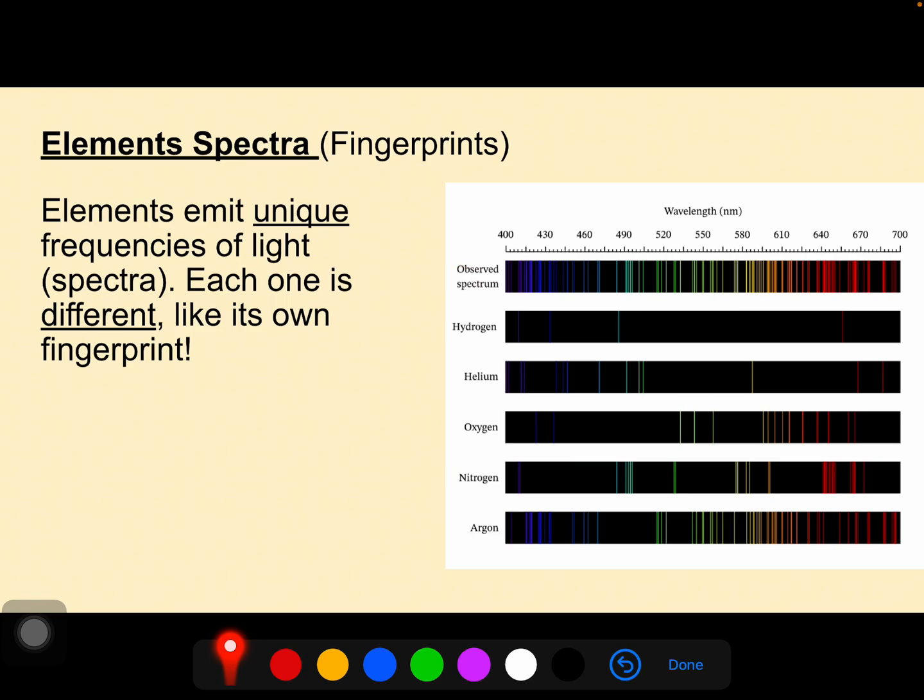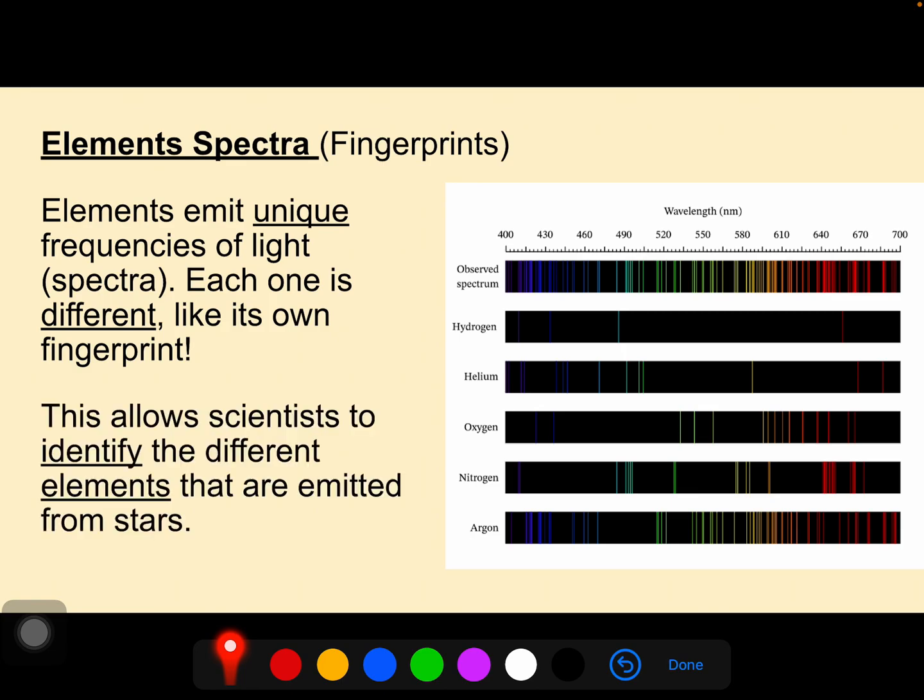So I would look, okay, my hydrogen, right? Does that match up? And if I see all the hydrogen fingerprint lines in the observed spectra, then I know it would be present in that star, right? As I start to trace some of these up, like helium, right? I'm seeing those match up. This one is a match, okay? So as I continue to see those different parts showing up in that spectra, I then know those elements are part of that star.